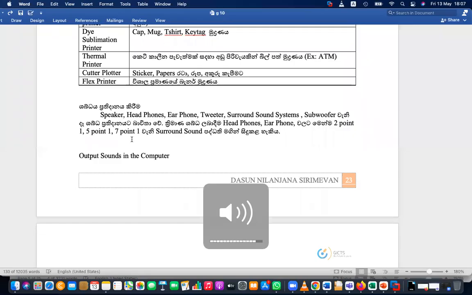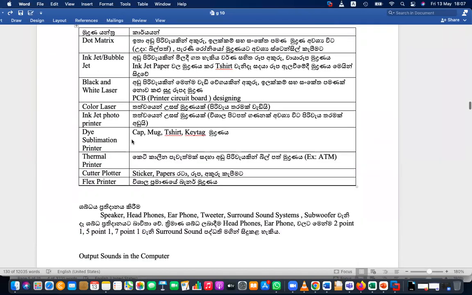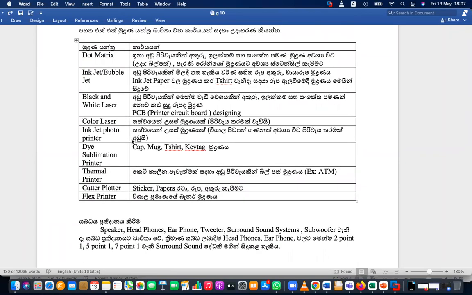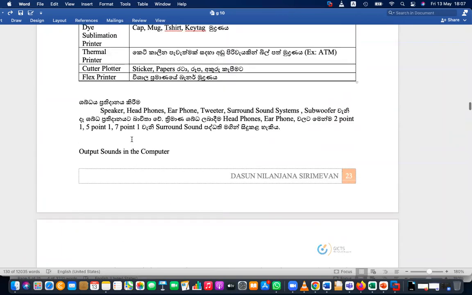Okay. Right. Next is, so now we know about the 3 types of output devices. And we wrote all these things. Next is about another output device, which is the speaker.